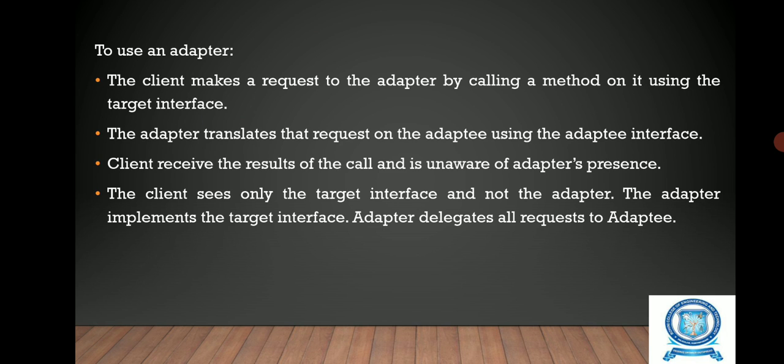To use the adapter, the client makes a request to the adapter by calling a method on it using the target interface. The adapter translates that request on the adaptee using the adaptee interface. The client receives the results of the call and is unaware of the adapter's presence. The client sees only the target interface and not the adapter. The adapter implements the target interface, which delegates all the requests to the adaptee.